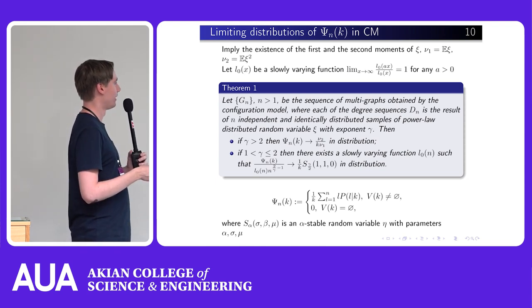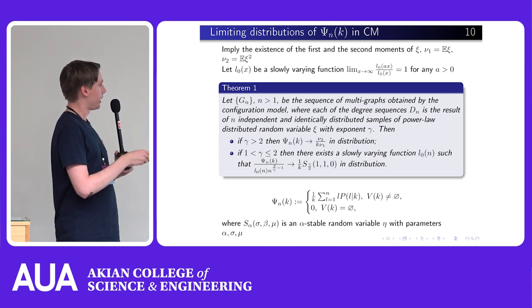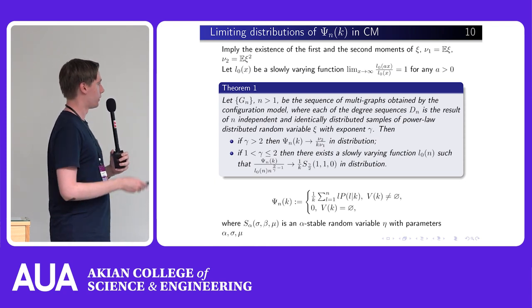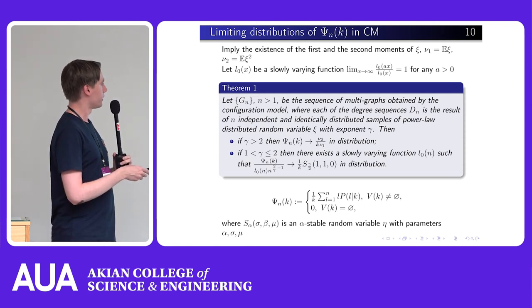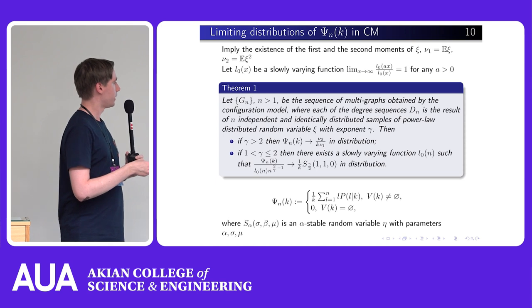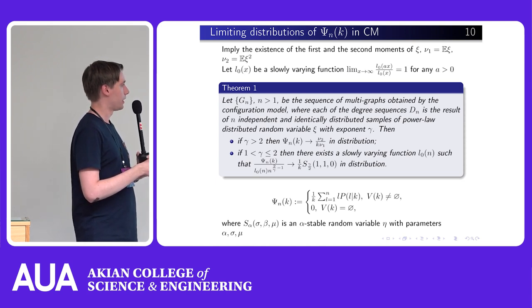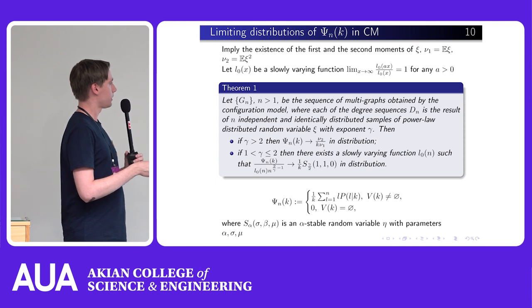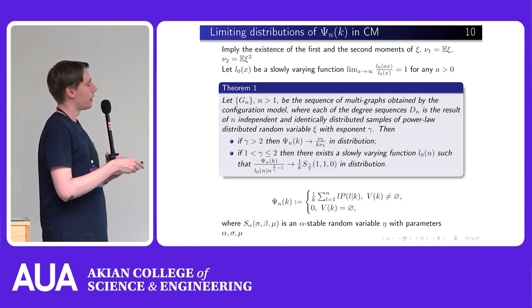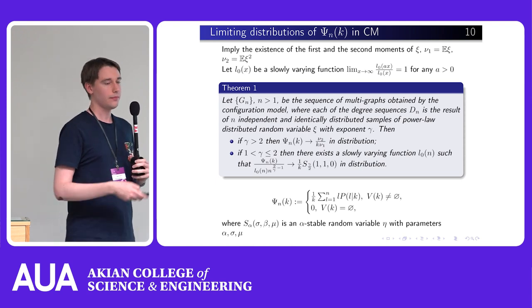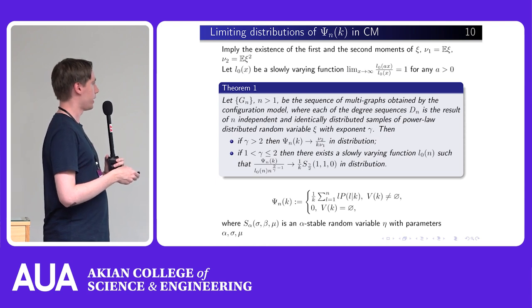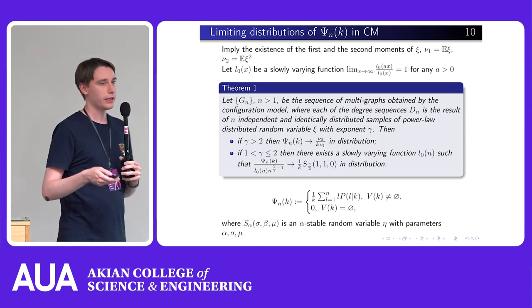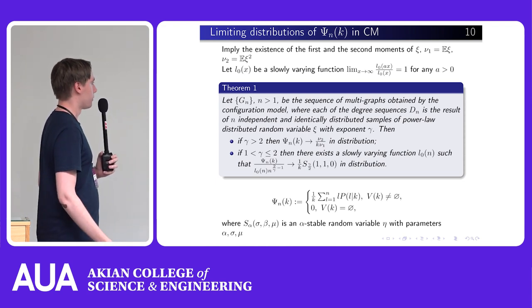There, this psi n of k, which is the average friendship index among all nodes with degree k, when divided by function L0 multiplied by n in this power, tends to a gamma by 2 stable random variable with parameters 1, 1, and 0. This result is not so great because what we get is that this average friendship index among all nodes with degree k depends on n, the size of the network. This way, we cannot compare networks with the same size, unfortunately.